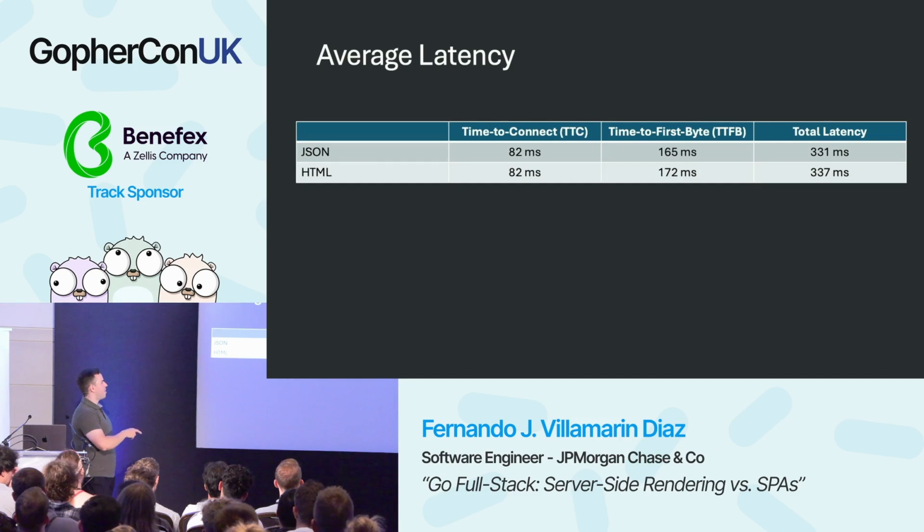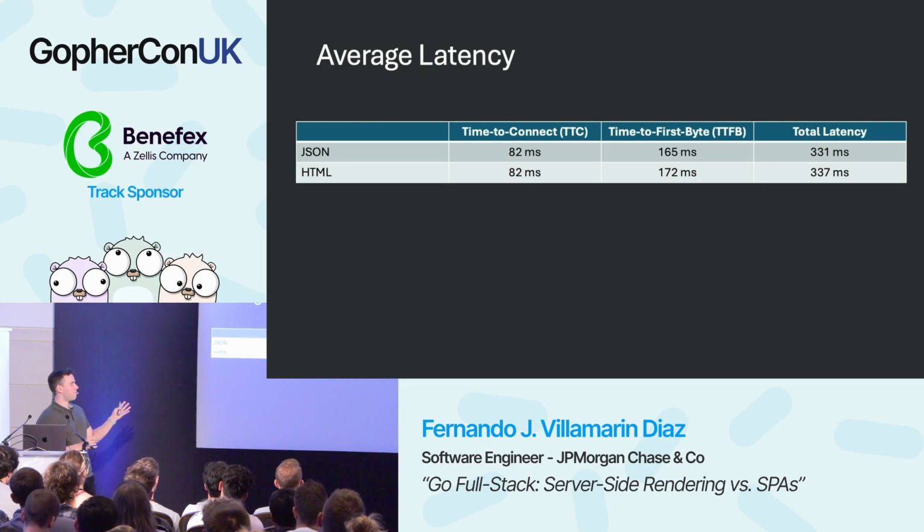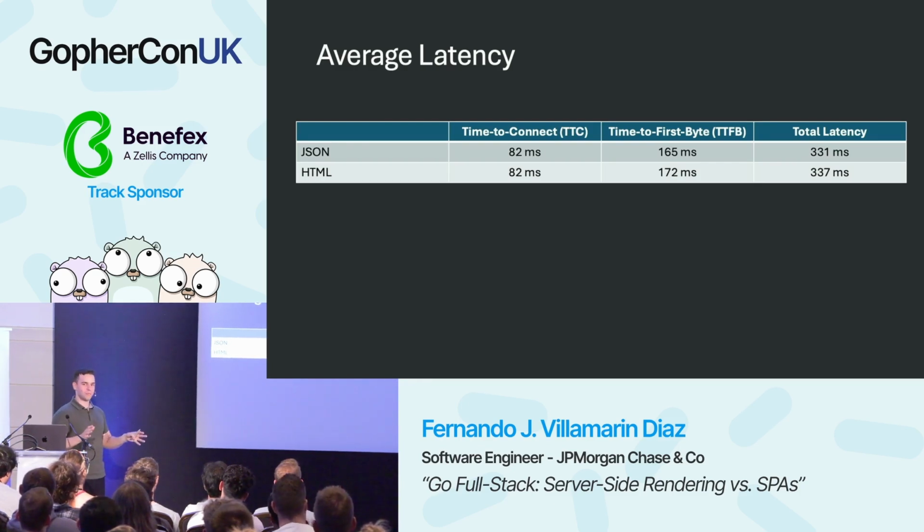And then the time of the first byte, in the case of JSON, is 165 milliseconds. So the math checks out. That is 82 milliseconds to get to the server. Then, as we saw before, it takes about 0.3 milliseconds for the JSON to be ready, and then 82 milliseconds to get back. So that is 164 plus 0.3 and some rounding errors.